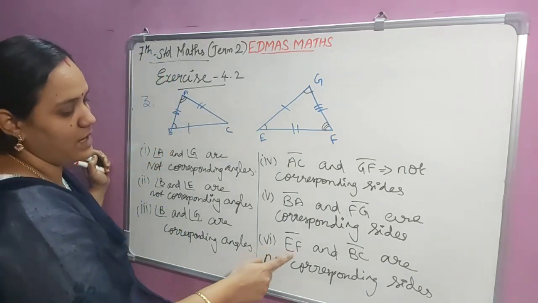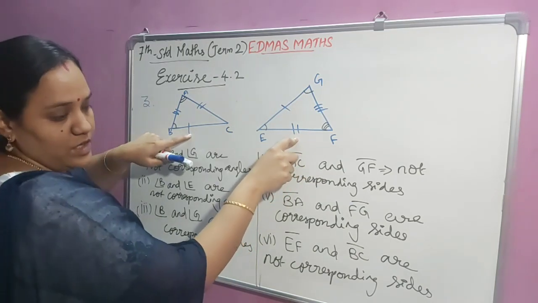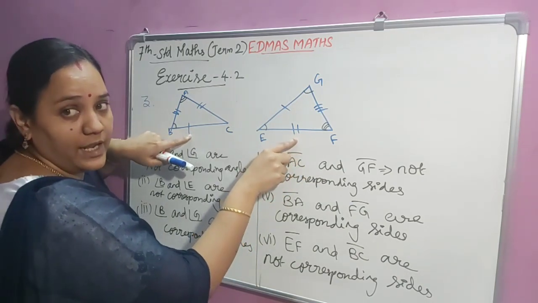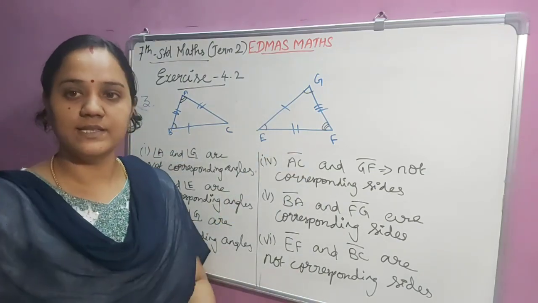Sixth option, EF and BC. EF is double line and BC is single line. So we can't say they both are equal. So they are not equal. Since I have written they are not corresponding sides.